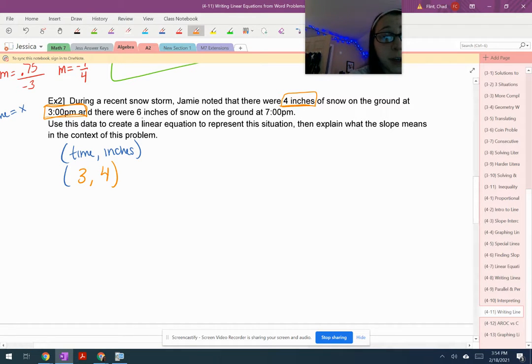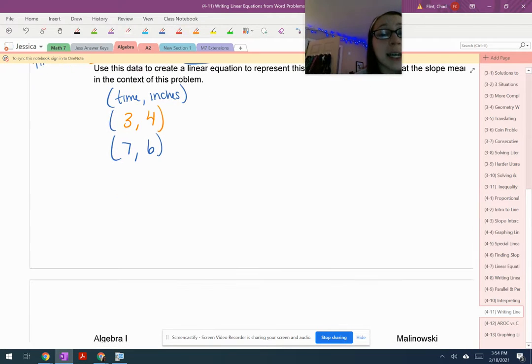And that leaves the next one, 6 inches at 7 p.m. So again, time first, so 7, 6. I've got those points. My next step tells me to use them to find the slope.